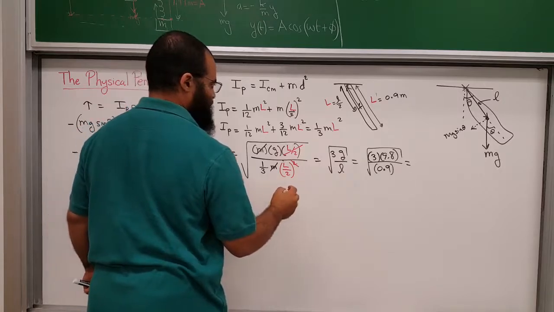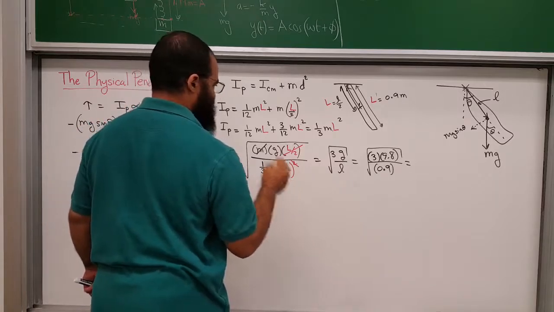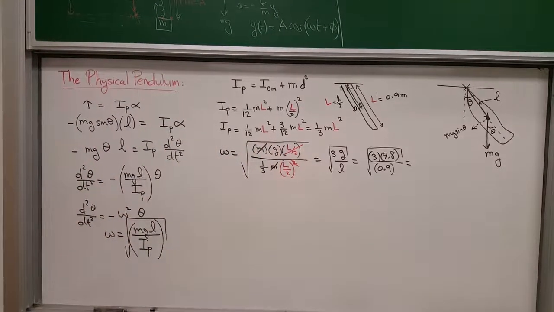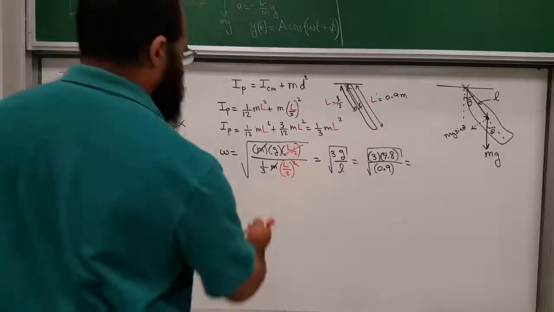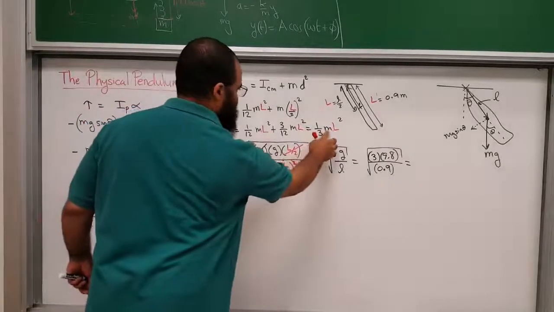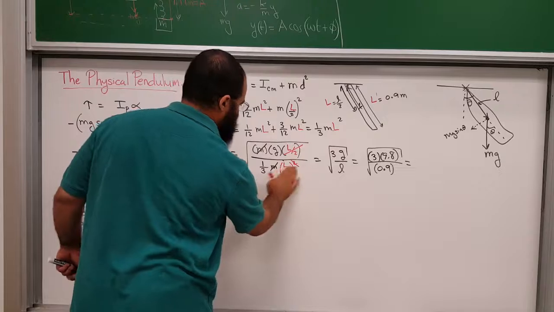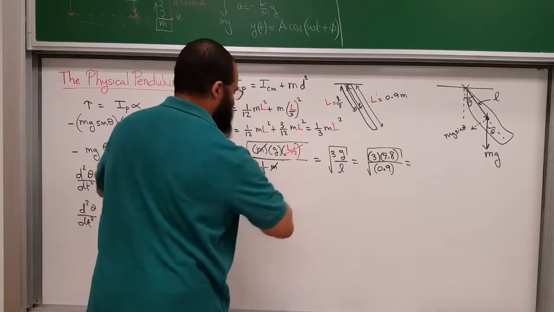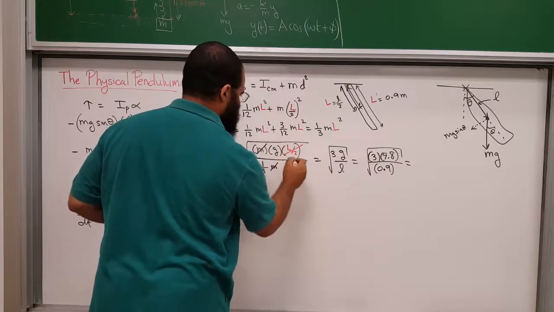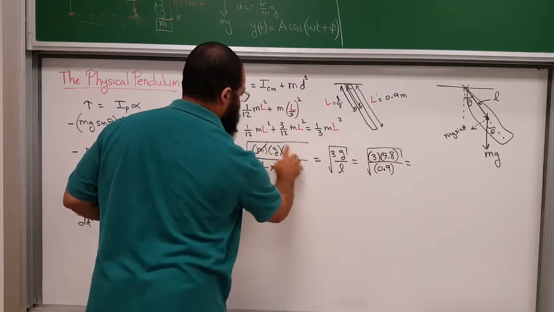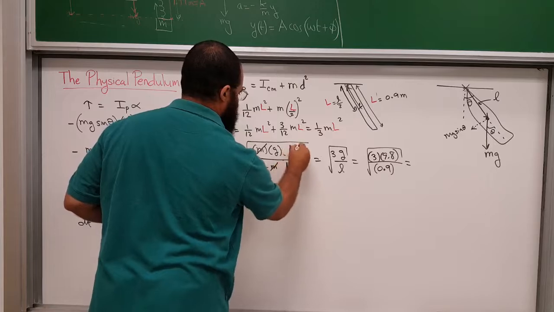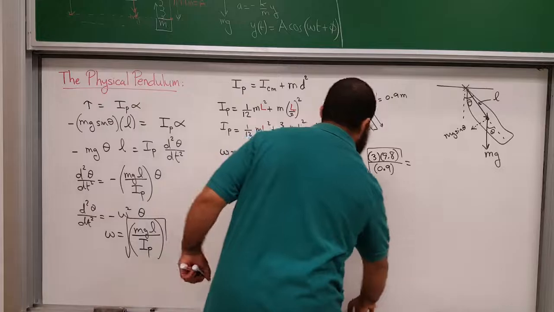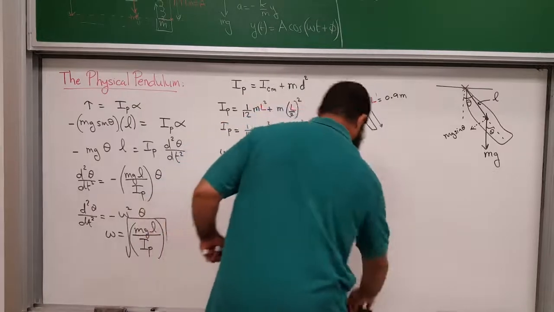Let me see. Hopefully I have it correct in here now. Yeah, in here I already had it: it's 1/3 ml squared. That's what happens when I try to go fast. Sorry about that. And this is just L over 2. Let's do it slow. Let me do it in 2 more steps. Almost there.